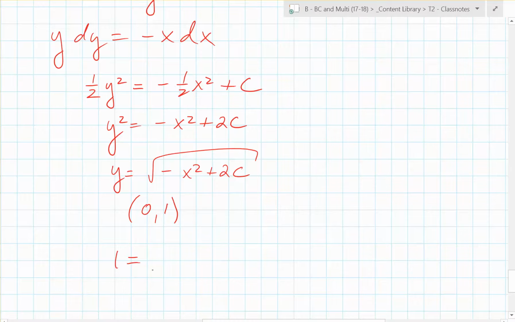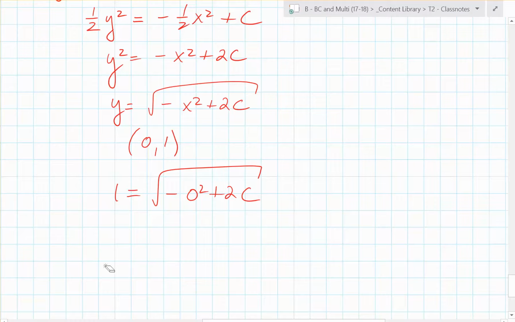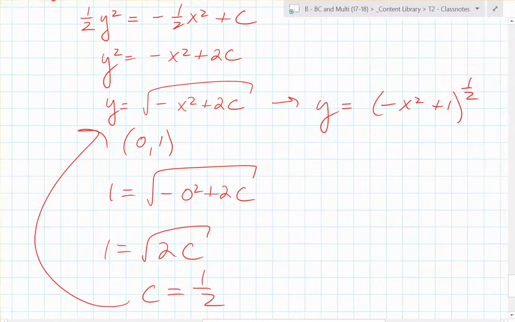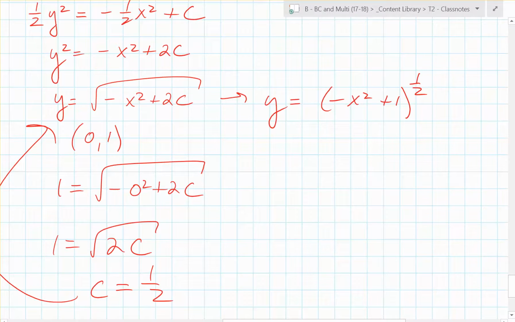We plug in 1 is equal to the square root of 0 squared plus 2c. So 1 is equal to the square root of 2c. So c is equal to 1/2. Is that correct? Okay, so we could take that and plug it back in, and then we end up with y is equal to the square root of negative x squared plus 1, to the 1/2. Correct? So we have this right here.